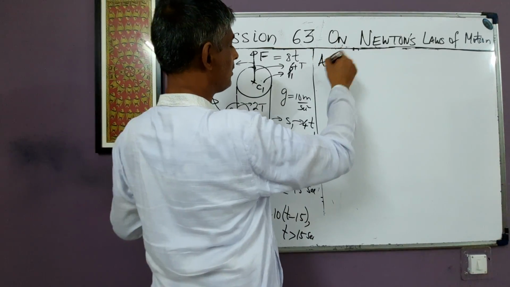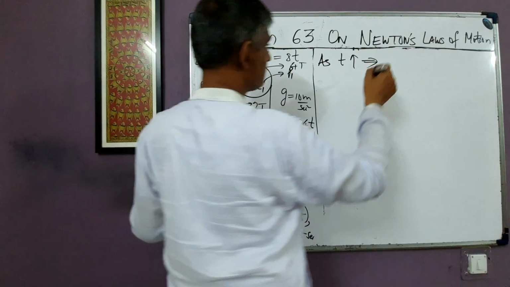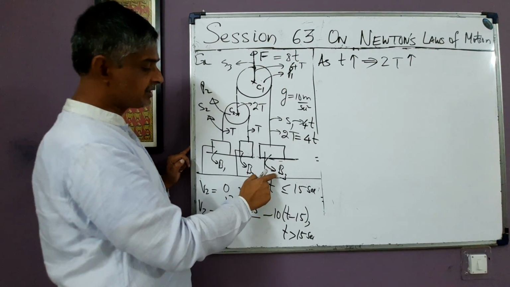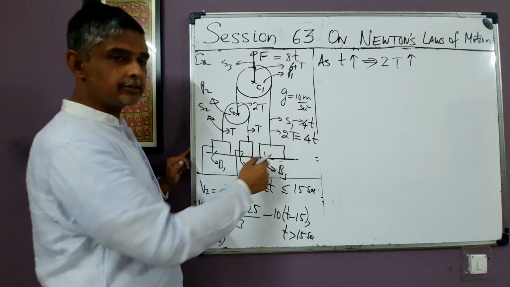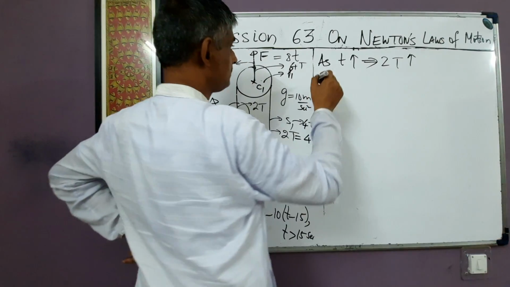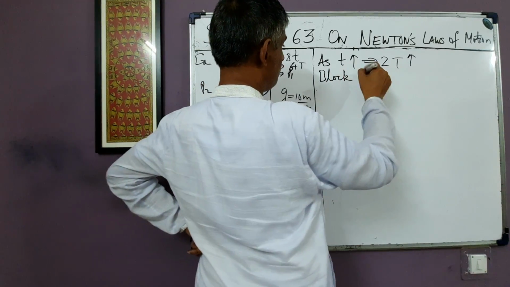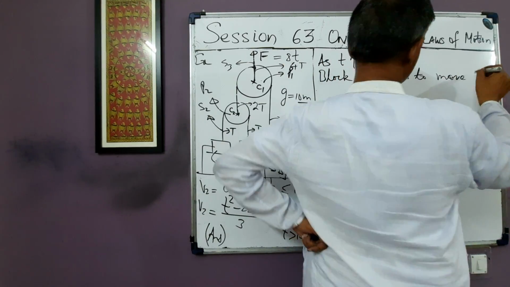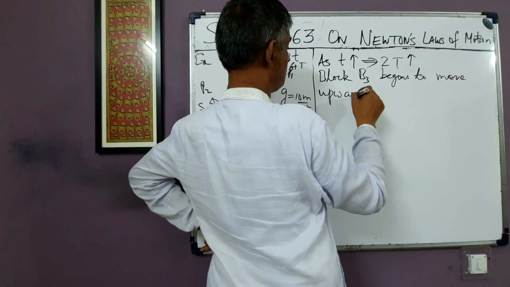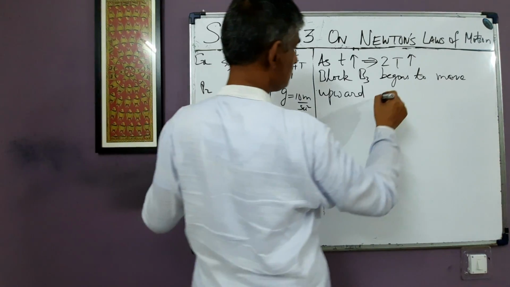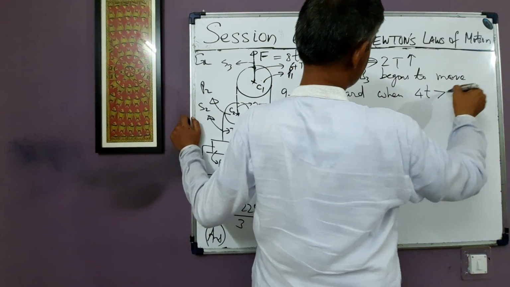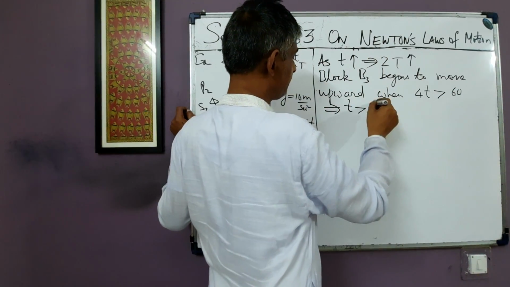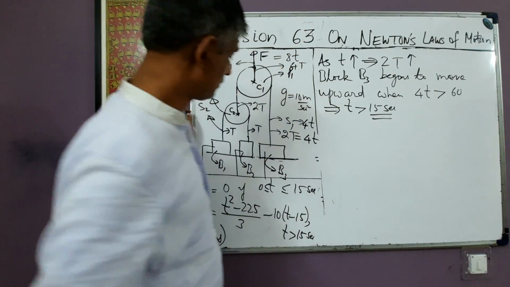Now, as T increases, 2T also increases. At a certain instant 2T exceeds the weight 6g of the block B3. Then block B3 loses contact with the ground and begins to move upward. Block B3 begins to move upward when 2T exceeds 60 Newton, that is T exceeds 15 seconds. Okay, fine.